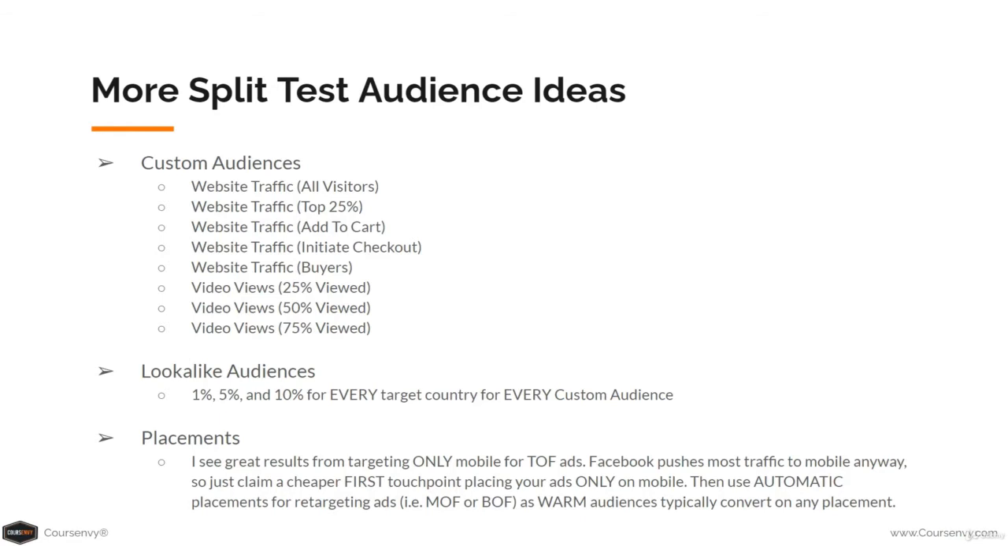And finally, placements. I see great results from targeting only mobile for top of funnel ads. Facebook pushes most traffic to mobile anyway, so just claim a cheaper first touch point, placing your ads only on mobile. Then I'll use automatic placements for retargeting ads. These are middle of funnel or bottom of funnel ads, as warm audiences typically convert on any placement.